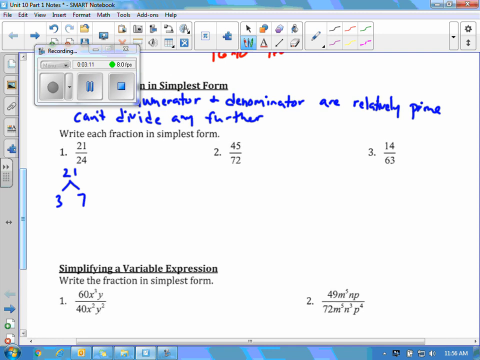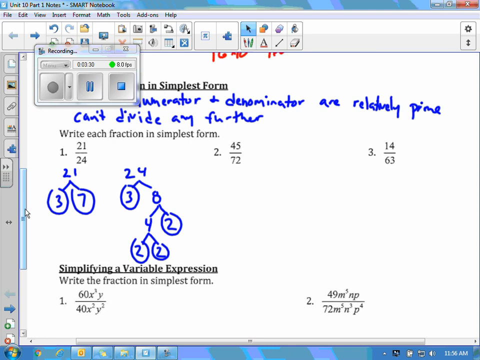So for 21, I'll break that into 3 and 7. I can circle those because I can't go any further. For 24, I can break that into 3 and 8. 3 is prime, so I can circle that. 8, I'll split into 4 and 2. I can circle that too. 4's got to be split into 2 and 2. I can circle those. So I start with my factor tree.